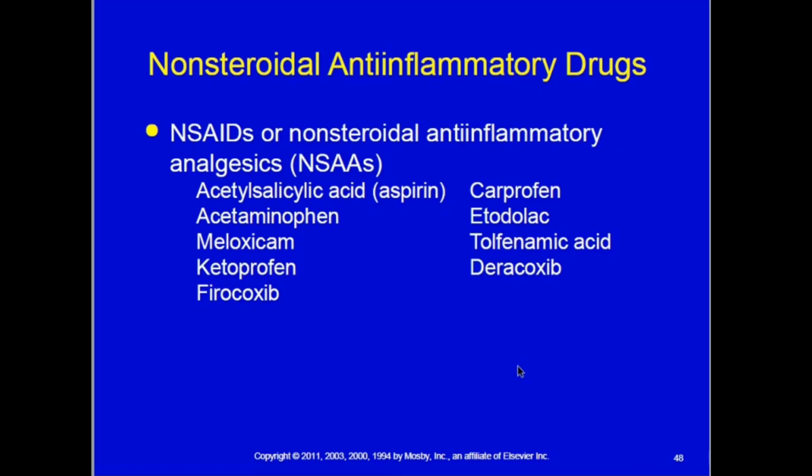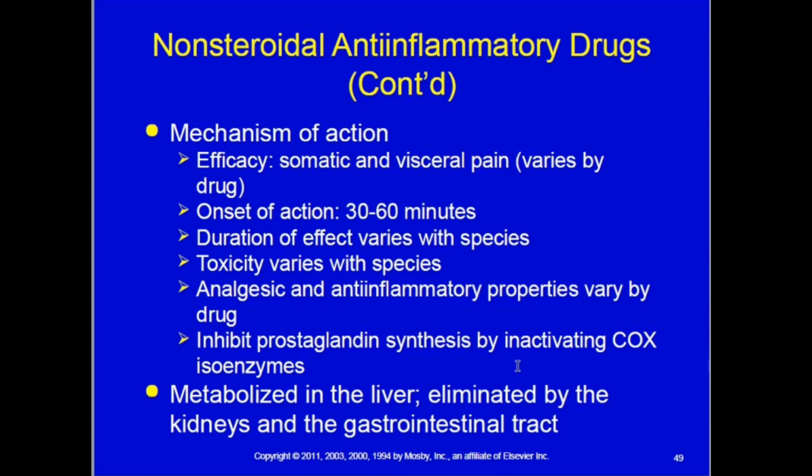Now coming to non-steroidal anti-inflammatory drugs, they are mainly acetaminophen, meloxicam, ketoprofen, etodolac, aspirin. All these things are NSAIDs. The mechanism of action of NSAIDs, efficacy, it's like somatic and visceral pain. It varies by drugs. Onset of action is usually moderate, 30 to 60 minutes. Duration of effect varies with the species. Toxicity also varies with the species. Analgesic and anti-inflammatory properties vary by drug.